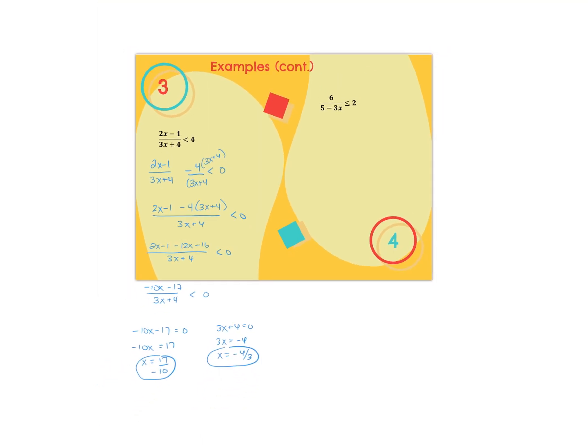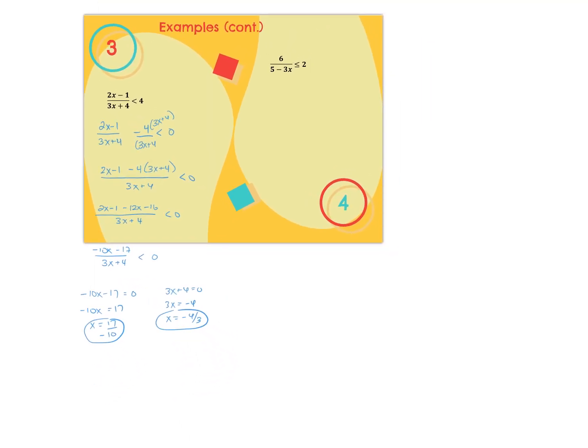So these are my little dividers in my graph, right? So again, this is going to be negative 17 over 10. This is like negative 1.7. And this here is like a negative 1.3. So it's going to look like this. Here's negative infinity. Here's positive infinity. Again, these are like little partitions. And I've got to see where 0 falls. And 0 falls over here.